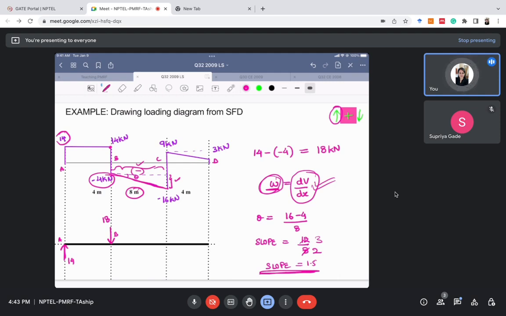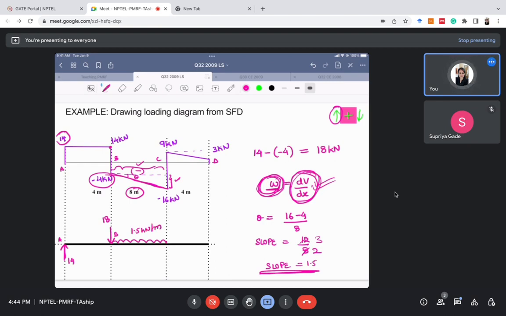Using this formula, the intensity of loading is equal to the slope of the shear force diagram. Whenever we need to calculate the loading diagram from the shear force diagram, we need to calculate the slope. We have calculated the slope of the shear force diagram for section BC, and it comes out to be 1.5. Therefore, the intensity of loading will be 1.5 kilonewton per meter for this section. So there will be a uniformly distributed load of intensity 1.5 kilonewton per meter.